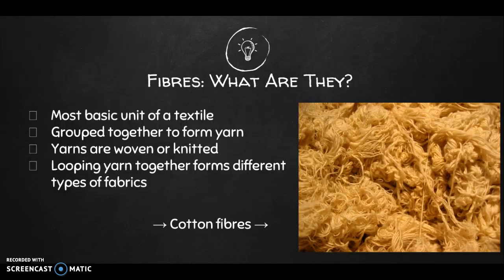So let's look at what fibers are in general. If you took apart a piece of fabric, you would see that it's made from tiny, tiny little hairs that resemble kind of the strand of human hair. And these tiny hairs are called fibers, and the fiber is the basic unit of a textile. So fibers are grouped together or twisted together to form something called a yarn, and then the yarns are usually either woven or knitted, and this involves looping them together.